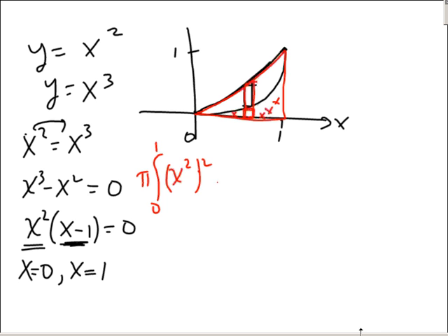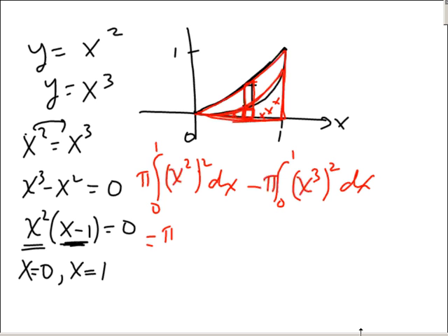Squared dx minus, now from 0 to 1 times pi, we take away the little one. We take away the piece below this. We take away this piece here, the volume generated from that piece. And the radius is just x cubed. So it's pi times the radius squared dx. So we have pi times, this is x to the 4th.